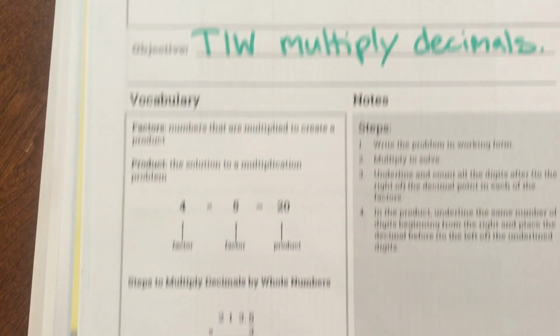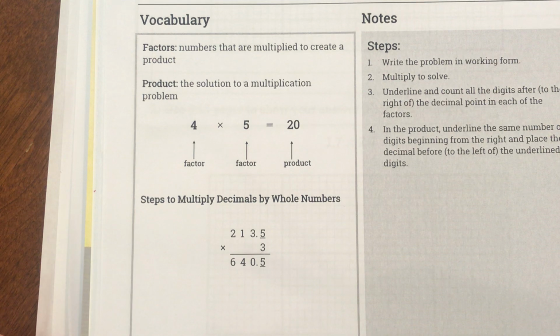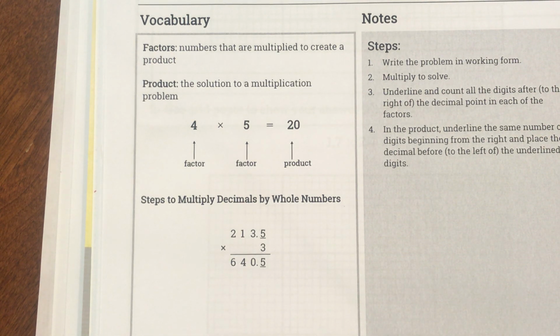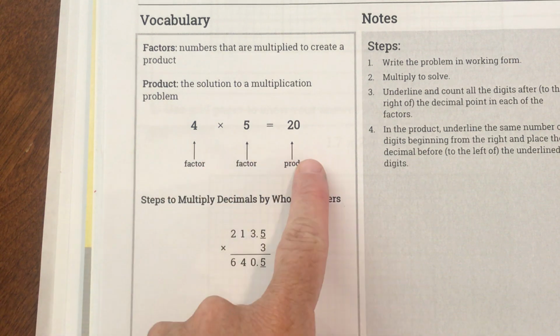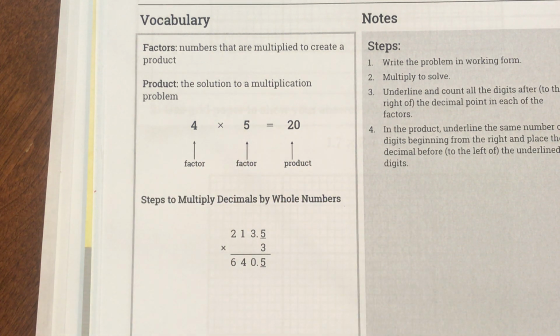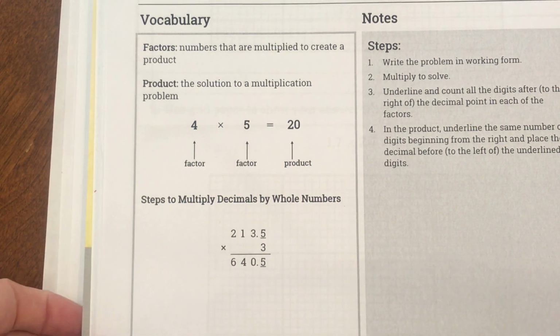So let's first look at our vocabulary. Our first word is factors. Factors are numbers that are multiplied to create a product. So factors could be single digits, they could be multiple digits. They could be fractions, they could be decimals. It's just what is being multiplied together. And then product is the solution or the answer to a multiplication problem. So they give you an example here. And then they show us steps, but we're not going to worry about that yet.